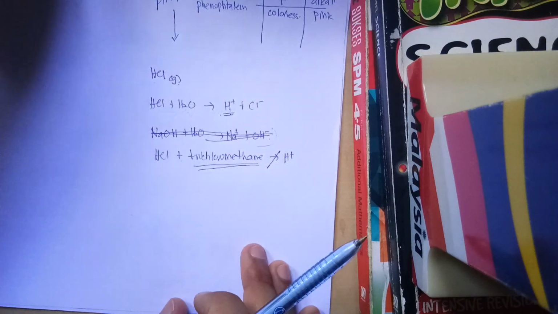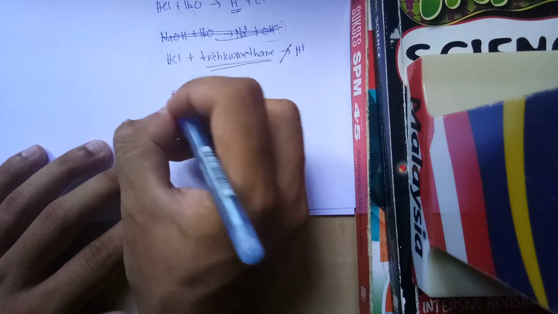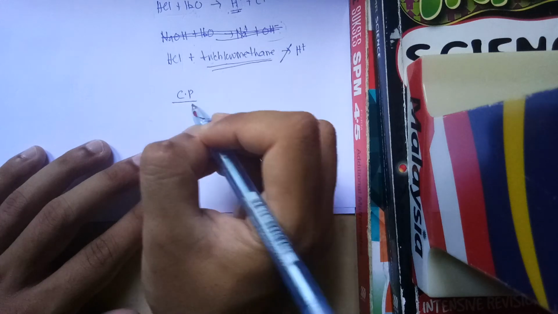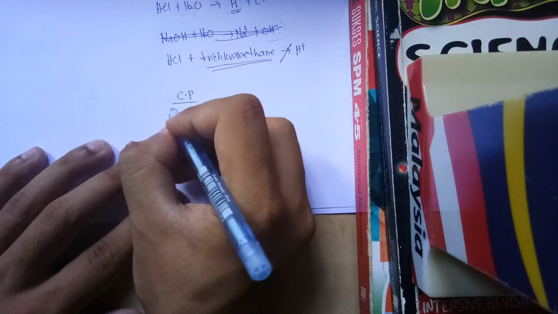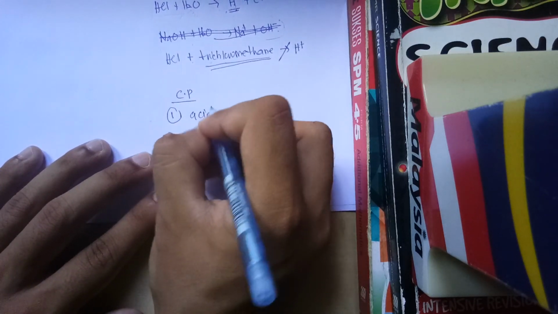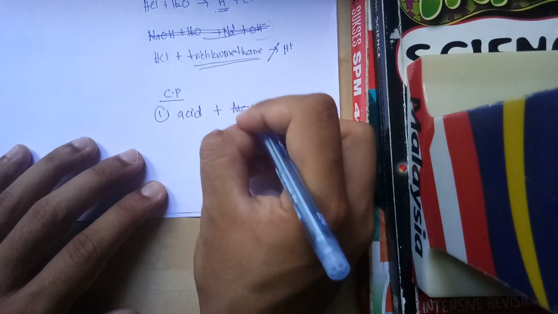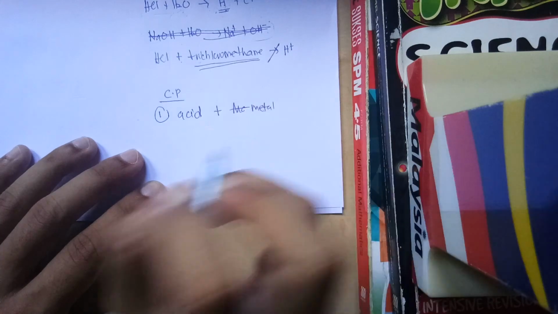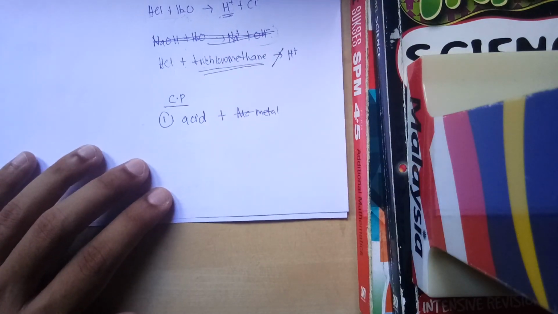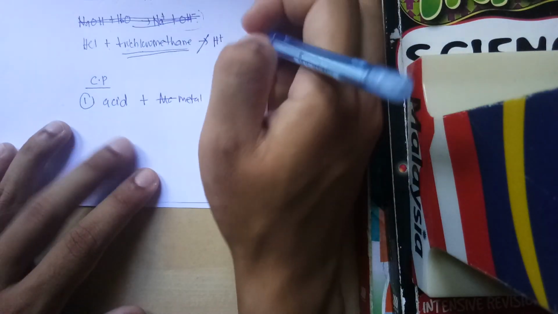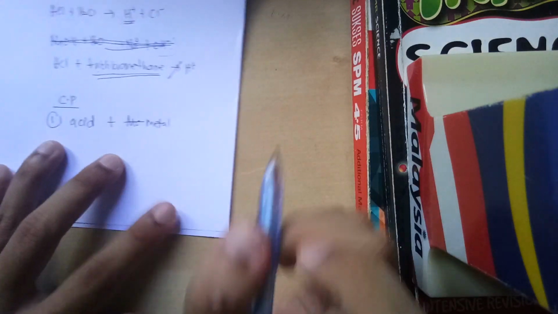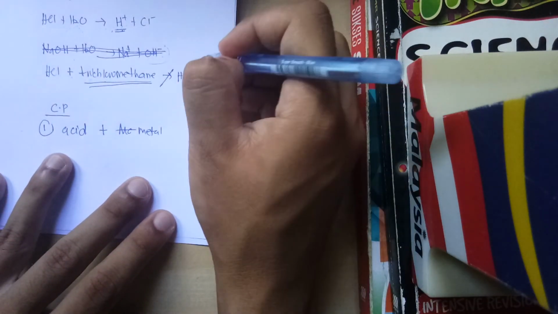Now we talk about the chemical properties of acid. The first one is that acid can react with magnesium, or can react with metal. But not all metals can react with acid. So how do you know? You should check the reactivity series that I gave you in the last class.